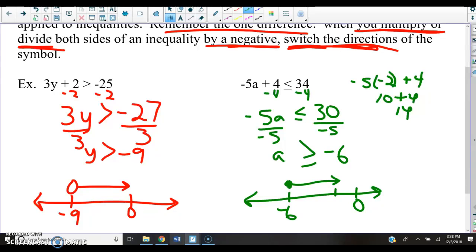Let's go back to the first one. Let's try a number. Let's try negative 3. So if we put negative 3 in for y, we'd have negative 9 plus 2, that's negative 7. That is greater than negative 25. Again, if you have trouble with negatives, think temperatures. 7 below is warmer than 25 below.